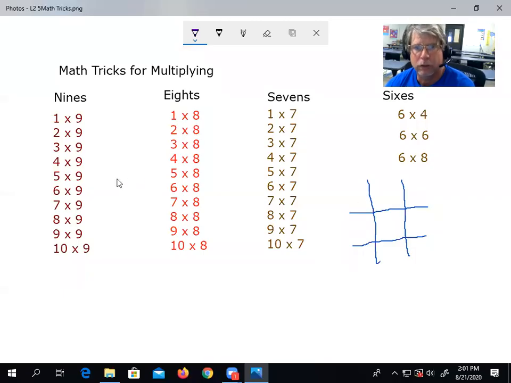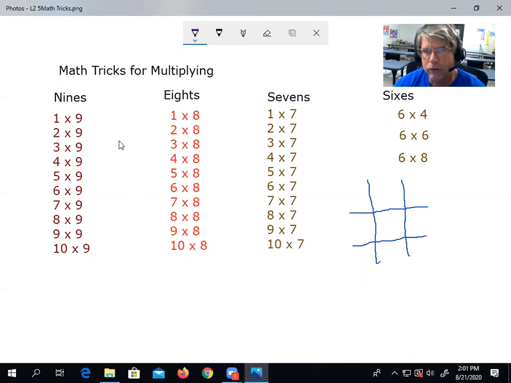This lesson, we're going to look at some tricks for multiplying 9s, 8s, 7s, and a little bit about 6s. Most people know their math facts up to their 5s. What gets tricky is figuring out the multiplication facts above 5. So hopefully these tricks will be helpful to you.